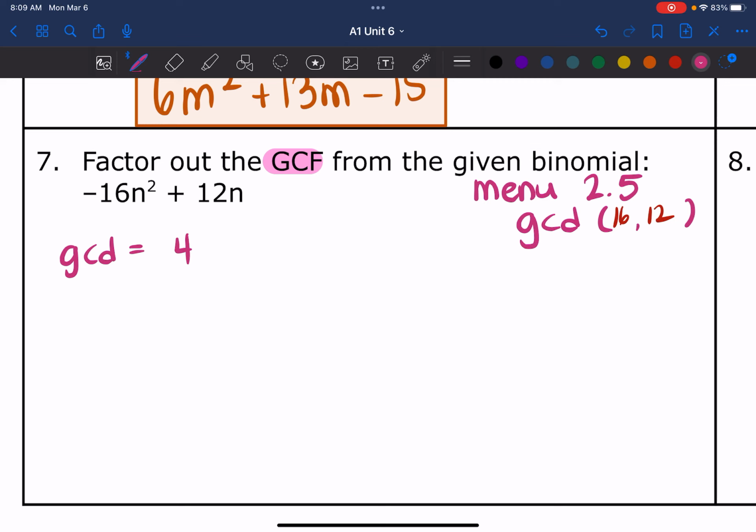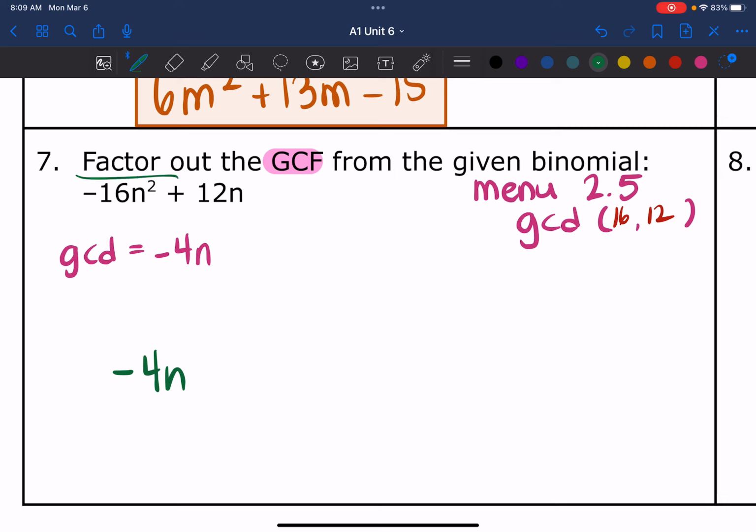So I know 4. The other thing that I notice is that they both have letters. They both have n. You always take the one with a smaller exponent. So this one doesn't have an exponent, we're going to do that. And one last thing, whatever the sign is of the first one, see how that first one is negative, then your GCD also needs to be negative. So I know that my greatest common factor here is negative 4n. I'm going to go ahead and write that down.